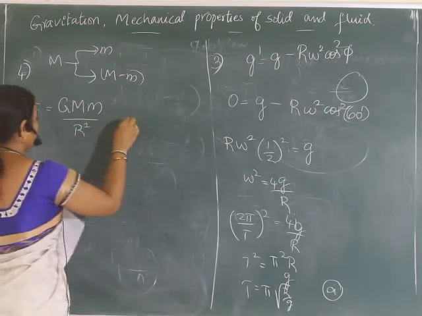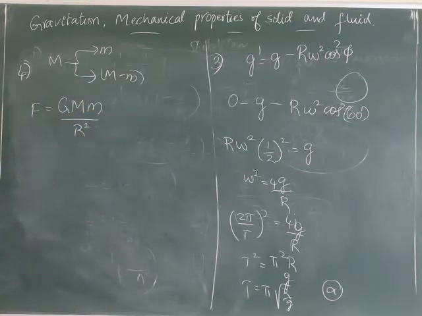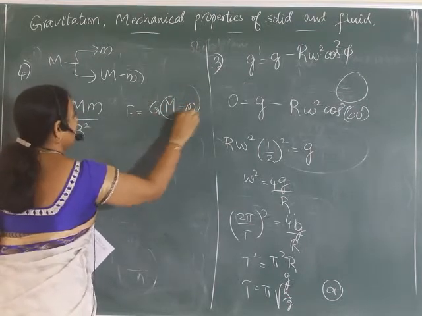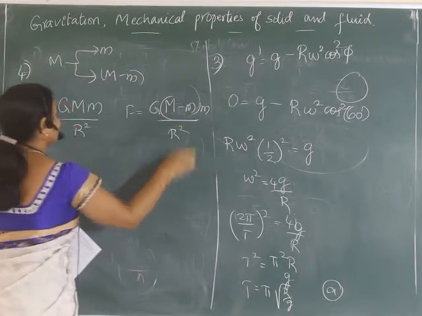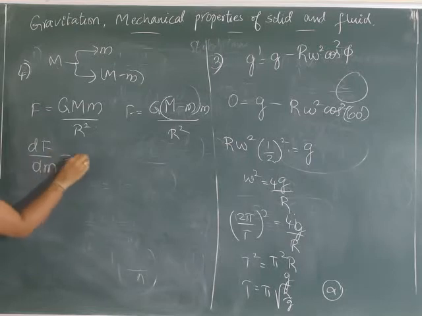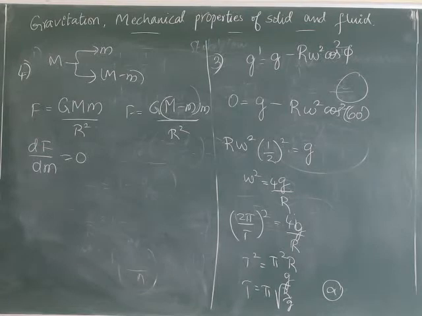It is divided into two parts, therefore what expression can we write? F is equal to G into (M minus m) into m divided by R square, because M is divided into m and M minus m. Then the gravitational force will be maximum when? Force is maximum means dF by dm should be equal to 0.